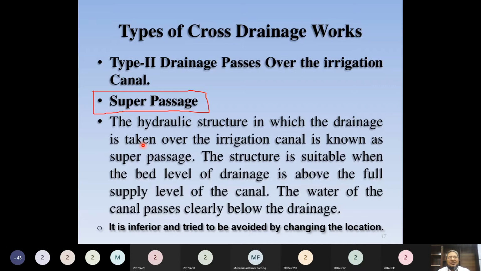Drainage was already existing, so what we are designing is a canal network. तो हमें क्या कहना चाहिए: is a hydraulic structure in which canal is taken under the irrigation, under the stream, okay, and is known as superpassage. Or the structure is suitable, और ये कब suitable होगा भाई, when the bed level of the drainage is above the full supply level of the canal. As we have discussed earlier, the water of the canal passes clearly below the drainage like this.